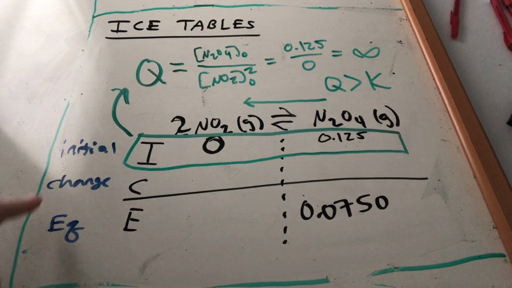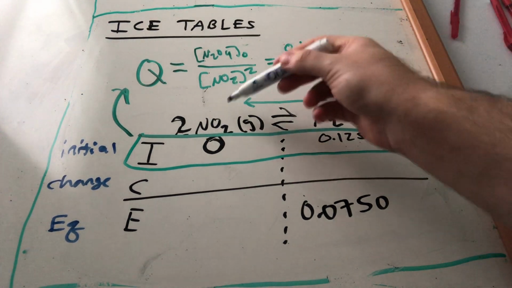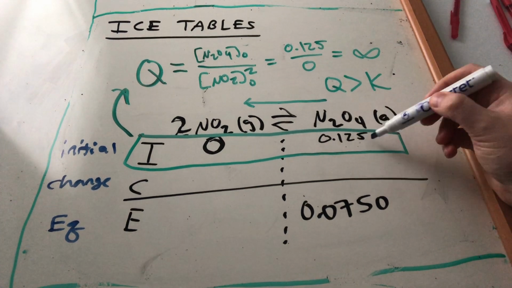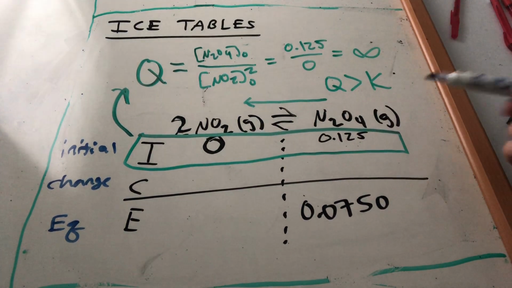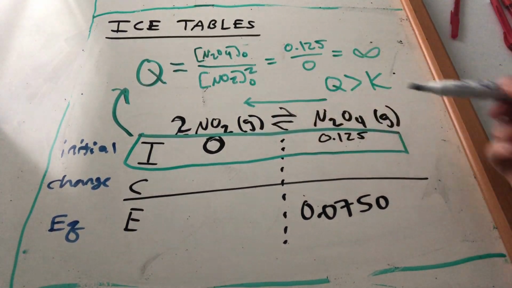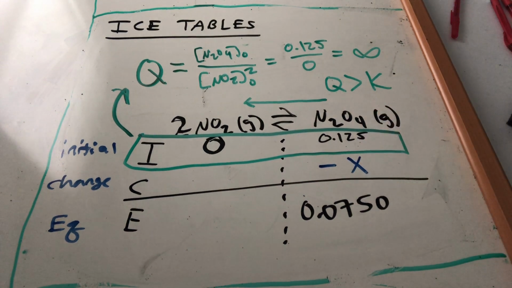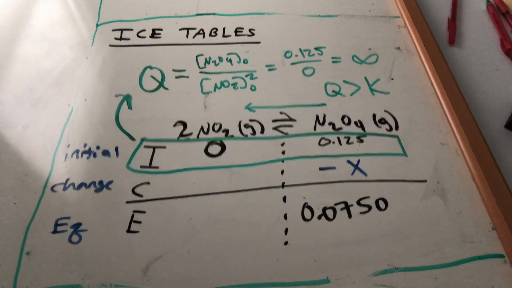reaction. C then, we can fill out. And what C tells us is the change. The change is based off of knowing the direction. So what's going to happen here? Is this going to go up or is it going to go down? Well, if we see that this arrow based off our Q versus K check is shifting things to the left, this is going to go down. So I'm going to represent that with a minus X.